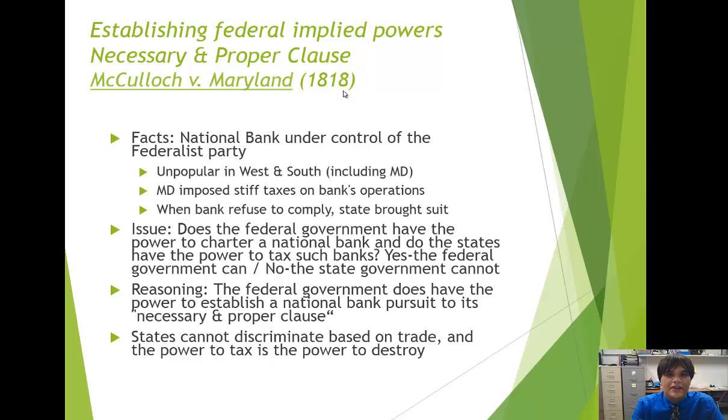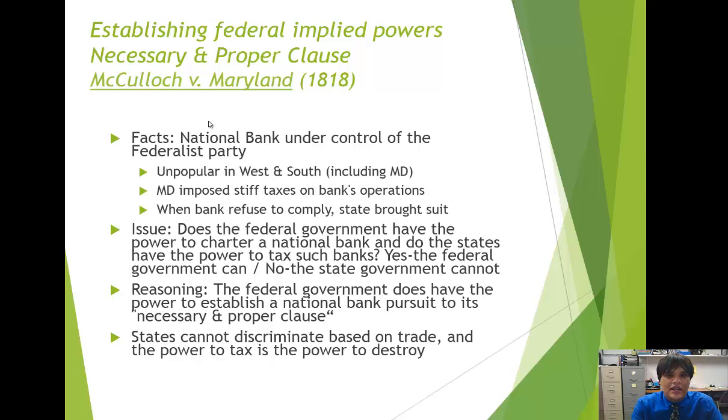So what Maryland did, they looked at this national bank and said, hey, national bank, you're on our soil. Therefore, you owe taxes to us. So Maryland imposed really stiff taxes on the bank operations. The bank refused. The bank said, no, Maryland, you're just a state. We're a national entity. We're above you. Remember the Supremacy Clause? We're supreme. We don't need to pay your taxes. Well, this made Maryland really mad, and they brought a suit against, I believe, the treasurer of the secretary at the time, McCulloch. They bring this suit against him.